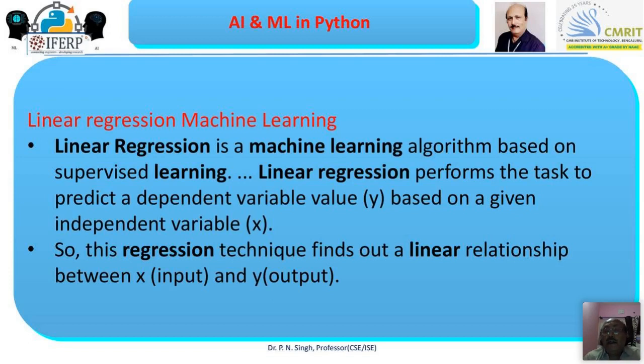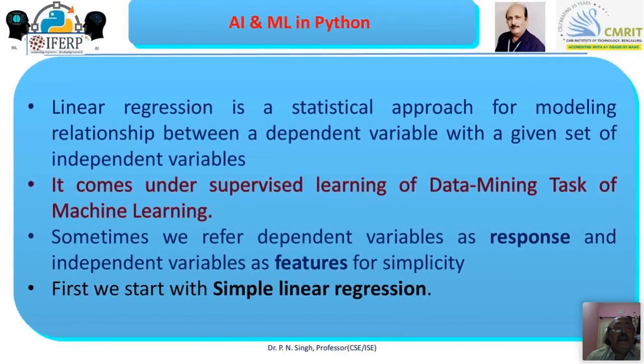One linear regression done in a funny way asked which countries have produced more Nobel laureates. And we found in another way, we are using the word we, not I, that one of the countries has consumed more chocolates and from that country we are getting more Nobel laureates. So that is the dependent variable and independent variable. It is the statistical approach for modeling the relationship between a dependent variable and a given set of independent variables.